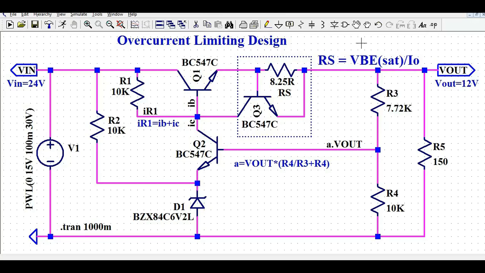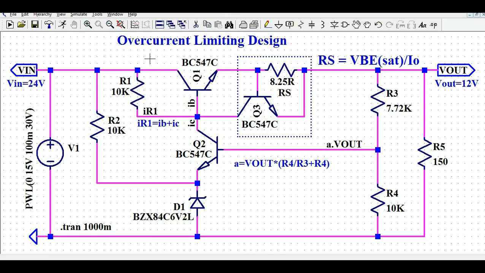So today I'm gonna design an overcurrent limiting circuit using some discrete components. I'll explain how you can design the overcurrent limiting circuit for your linear regulator, and I'll also run the simulation and show you the voltage and the current waveforms at different nodes.